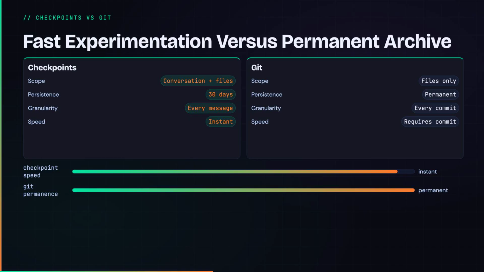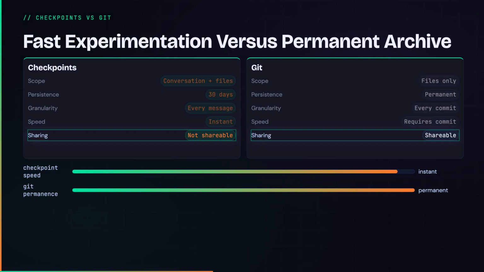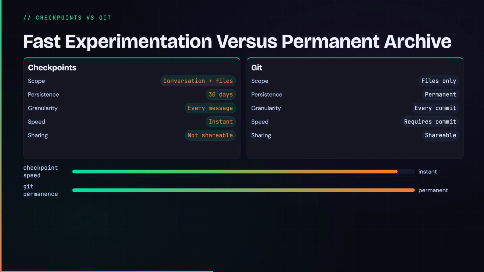Speed is different. Checkpoints happen automatically with every message. No action required from you. Git requires a deliberate commit step each time you want to save progress. Sharing is different. Checkpoints are not shareable. Git commits can move across branches, teammates, and review.